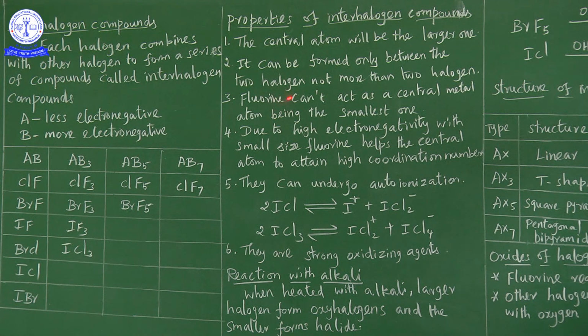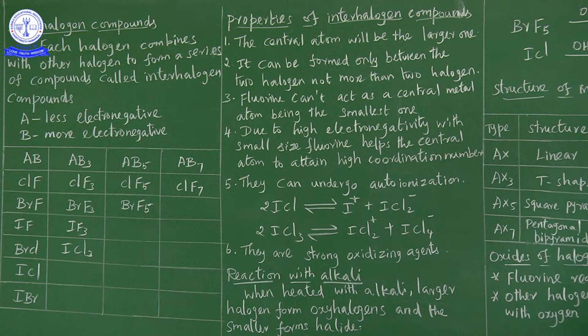Then the third property is that fluorine cannot act as a central atom, being the smallest one. What did we see in the first property? The largest one is the central atom, but fluorine is the first element in group 17, so it is the smallest in size. So fluorine cannot act as a central atom, being the smallest one.